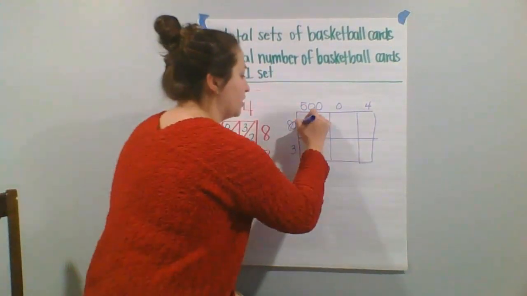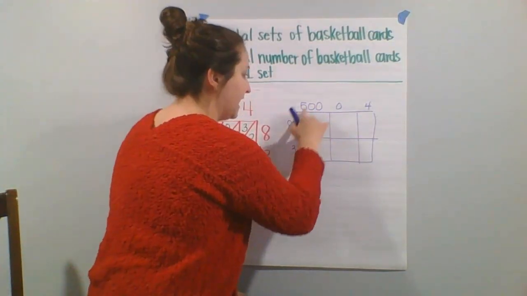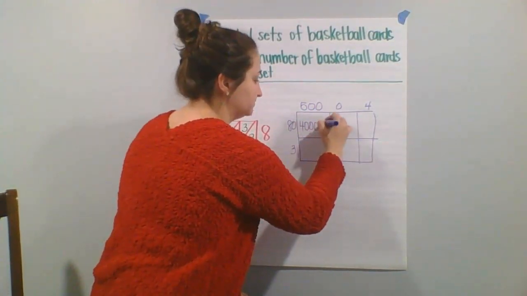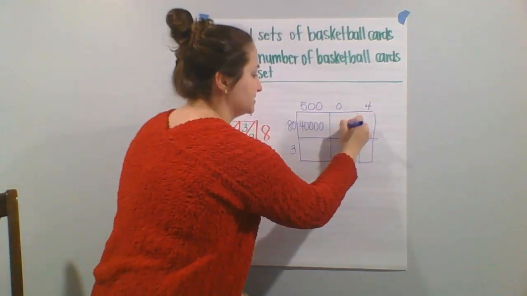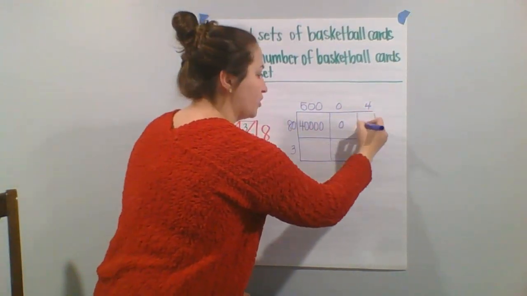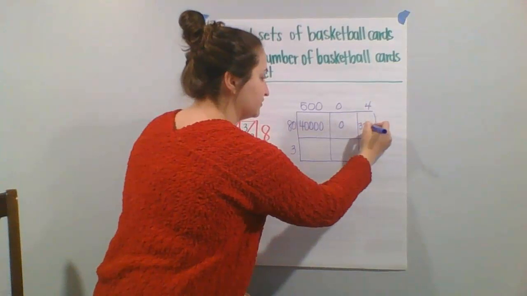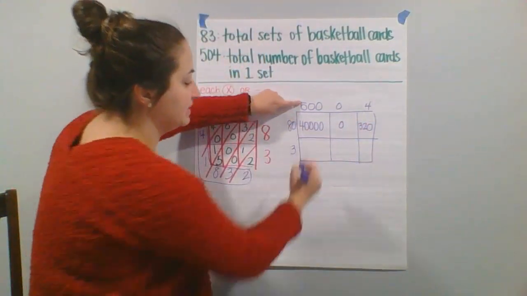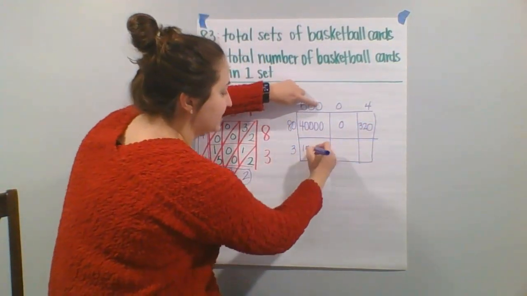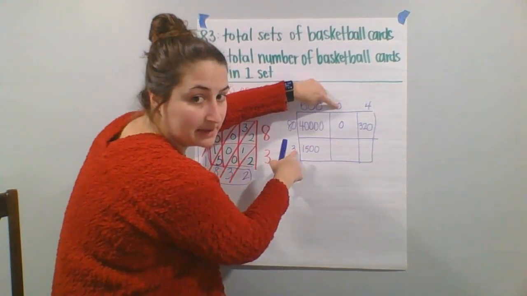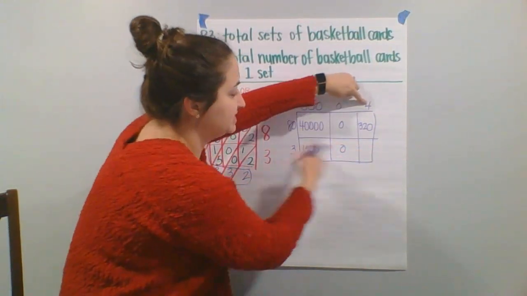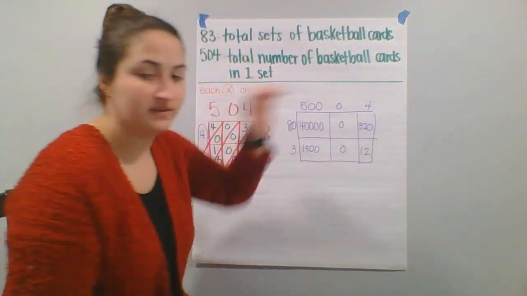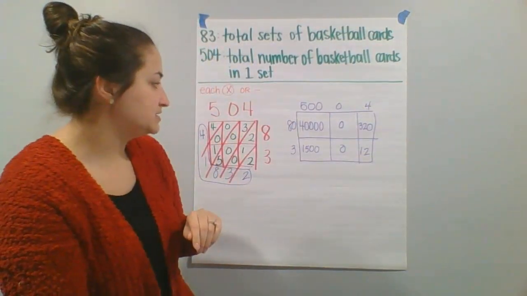So 8 times 4, 8 times 40, adding our 3 zeros. 80 times 0 is 0. 8 times 4 is 32, add your 0. 3 times 5 is 15, add your 2 zeros. 3 times 0 is 0. 3 times 4 is 12. Now we're going to be adding all of these numbers together.